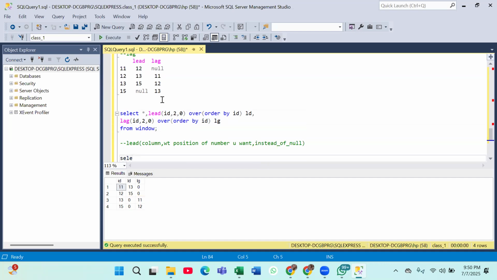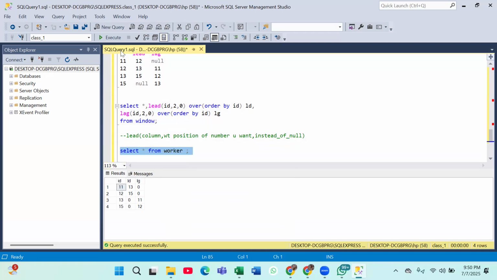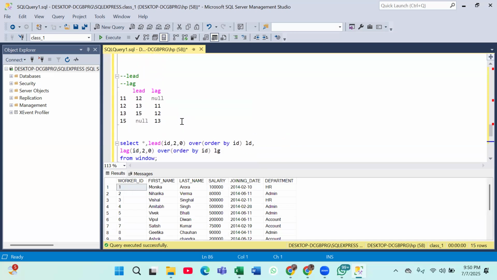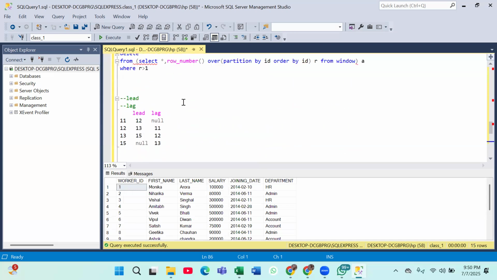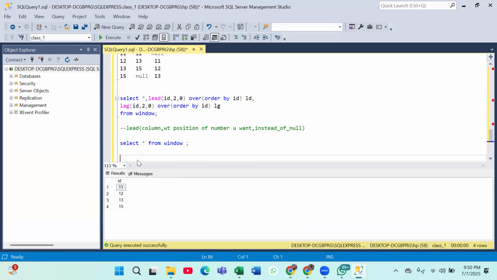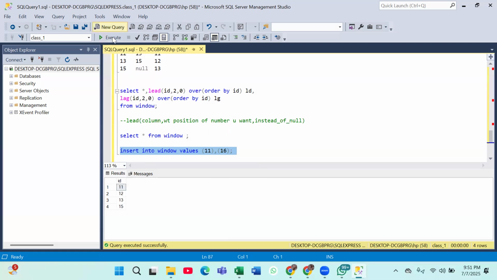Okay, let's do one question and then we will start from scratch. This is my worker table. You people have to try it once. And one more thing. Let's say I don't want to change the order. I'm just inserting some values. This is my window table. I'm inserting some values. Insert into window values 11, 16. Okay, this much will be enough.